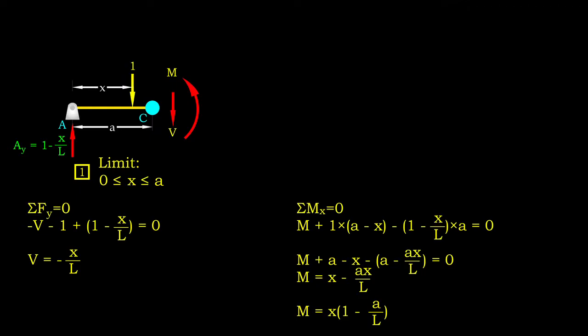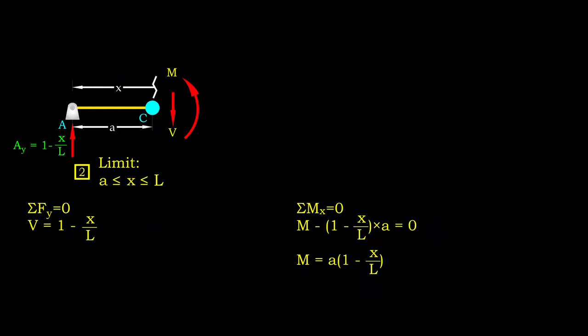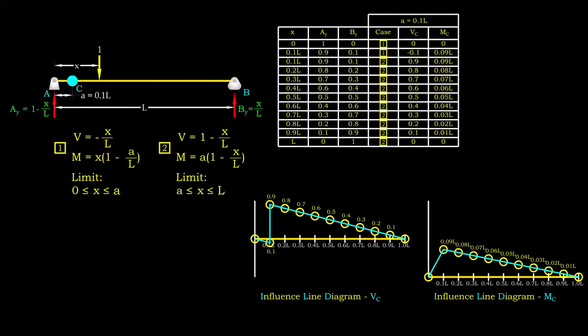For the first case, the internal force functions are valid when the location of the moving load x is between 0 and a. The shear force equals x over L, while the bending moment at point C is a minus ax over L. On the other hand, the limit of x for the second case is from a to L. The derivation of functions is easier for case 2, since the shear force is only based on the reaction Ay, and the bending moment is the product of Ay and a. All internal force functions are in terms of x and a.